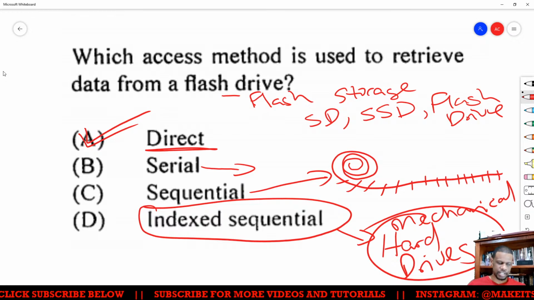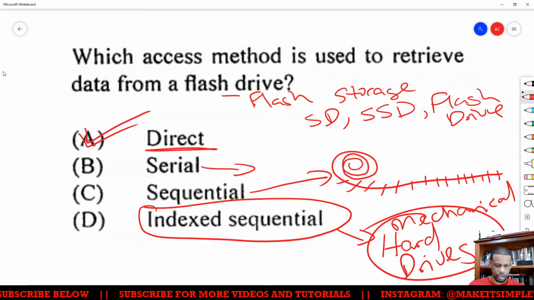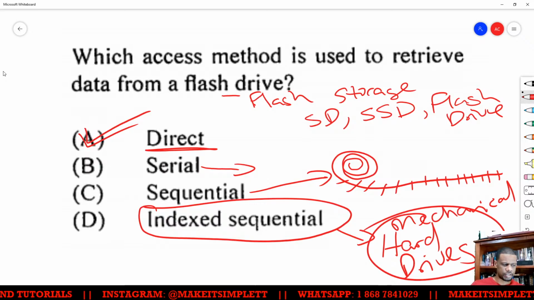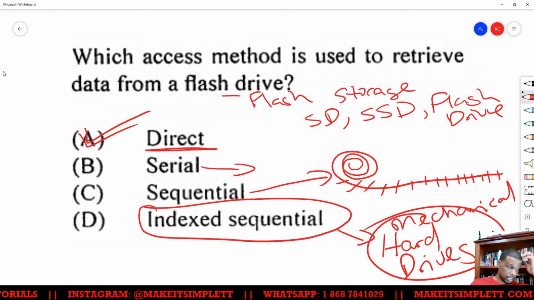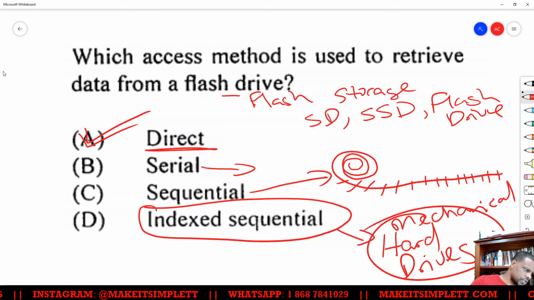Mechanical hard drives use index sequential, so that might come in sometimes, but... So yeah, won't the PS5 digital run faster than the original? Yeah, it would run faster. They make it special. Who's asked the difference between serial and sequential?